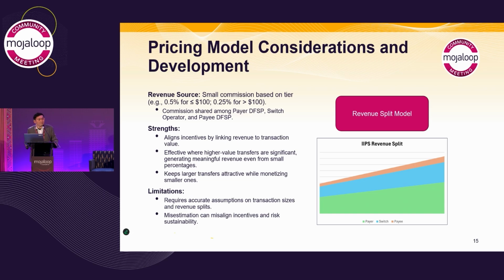The strength of this model is that it aligns everyone's incentives. Revenue is directly linked to the value being transacted. So everyone is motivated to grow the ecosystem. It is particularly effective in markets with a mix of transaction sizes, because it keeps larger transfers attractive while still monetizing the high volume of smaller ones.